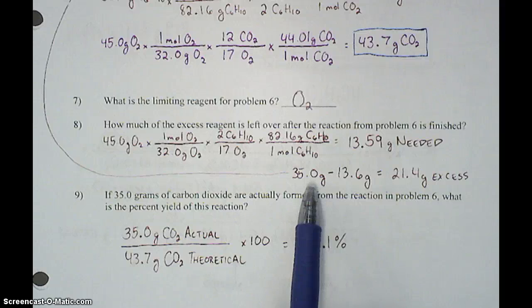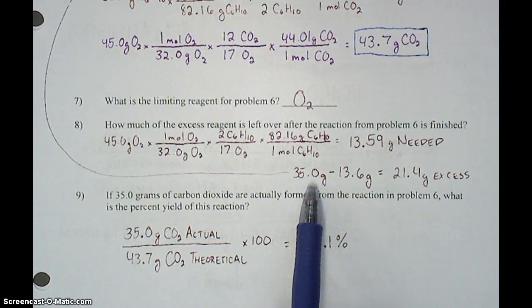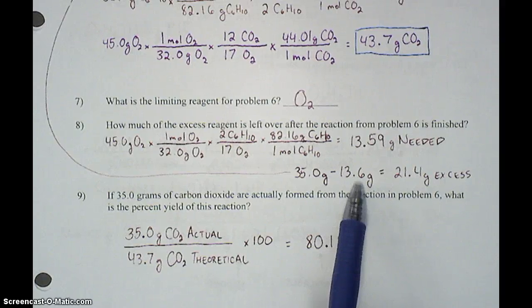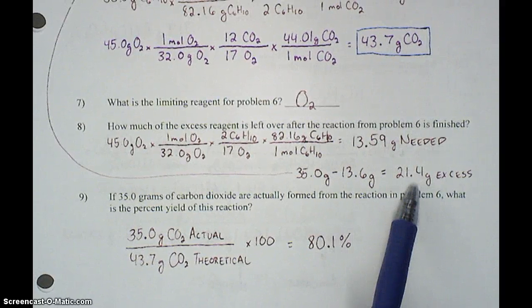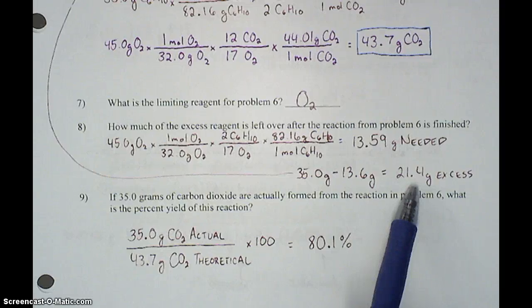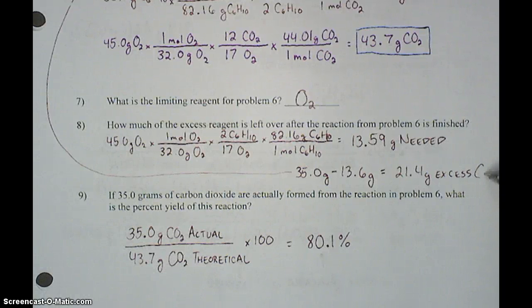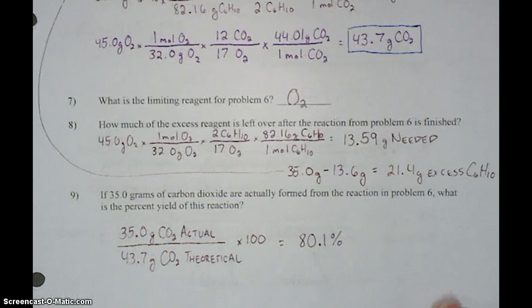So if I take 35 grams of C6H10 minus the 13.6 grams, rounded for sig figs, that I need, I find that I have 21.4 grams excess. That means there is too much C6H10, which we already knew because we knew it was excess, and this tells us how much C6H10 there is left.